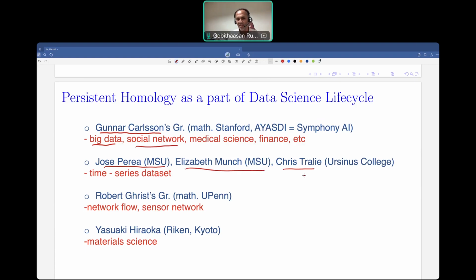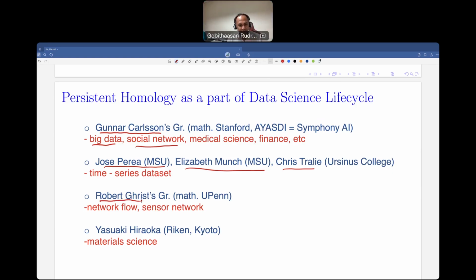Whereas Chris Tralie from Ursinus College, US as well, also does persistent homology and the Mapper algorithm using time series data sets. In fact, he has done the Mapper algorithm for songs. He will take a song as an input and push it into the Mapper algorithm, then he would create a Mapper graph for a given song. They have even done it for video. For a short video, you push it into the Mapper algorithm and create a Mapper graph for a given video.